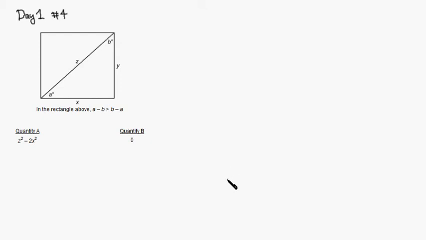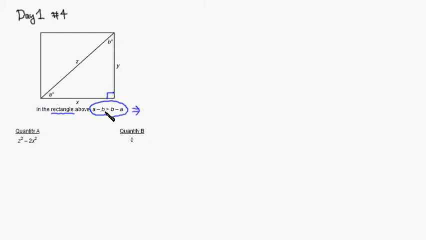Okay, let's look at day one, number 4. All right, so what's given here is a rectangle. So we can assume that this is a right angle right there, right? So it's a rectangle, right? Then here, this inequality actually gives you something about A and B.